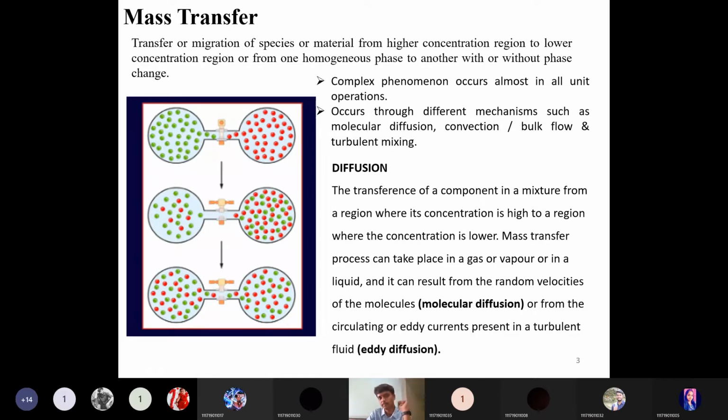So there are two types of diffusion. One is molecular diffusion, another is eddy diffusion. Molecular diffusion is caused due to random velocities, random movement of molecules. Eddy diffusion is caused due to circulating or eddy currents present especially in turbulent fluids. Similarly in fluid mechanics, you have seen turbulent flow and laminar flow. The same type of phenomenon applies in terms of mass transfer.